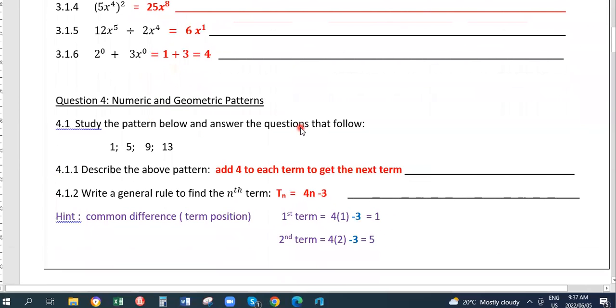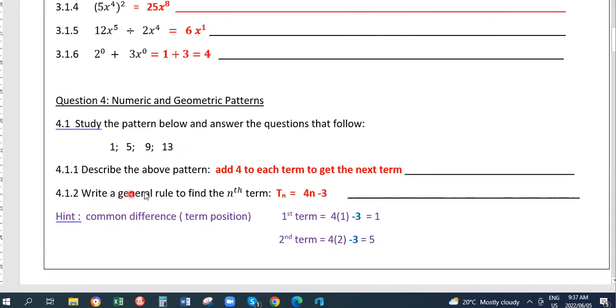The next one is on numeric and geometric patterns. If you look at this pattern here, 1, 5, 9, 13. We need to describe the above pattern. So we look at 1 to 5. How do you get from 1 to 5? The possibility is add 4. Let's see if that will work for the next one. From 5 to 9, if you add 4 to 5, you get 9. If you add 4 to 9, you get 13. So by adding 4 to each term, you get the next term. So that is the description for the pattern.